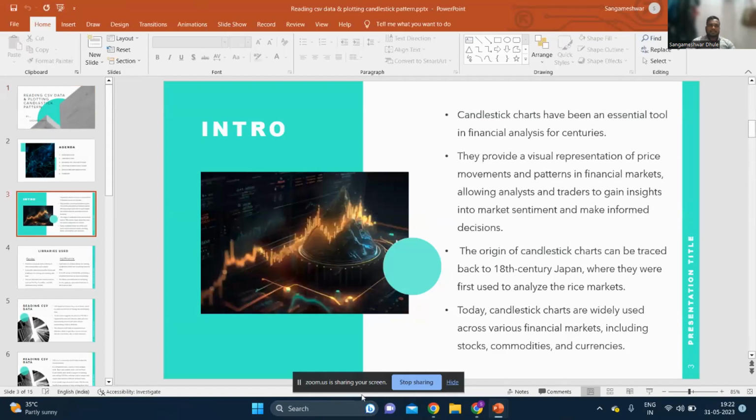Candlestick charts have been an essential tool in financial analysis for centuries. They provide a visual representation of price movements and patterns in financial markets, which allows analysts and traders to gain insight into market sentiment and make informed decisions. The origin of the candlestick chart can be traced back to the 18th century in Japan, where they were first used to analyze the rice market. Today, candlestick charts are widely used across various financial markets, including stocks, commodities, and currency.